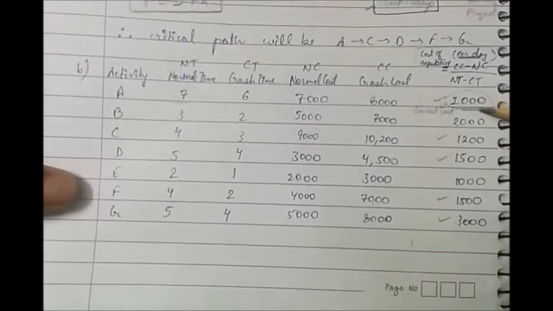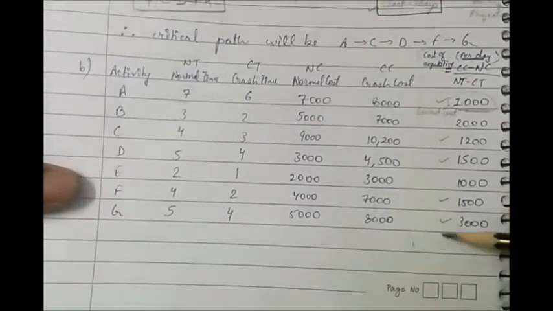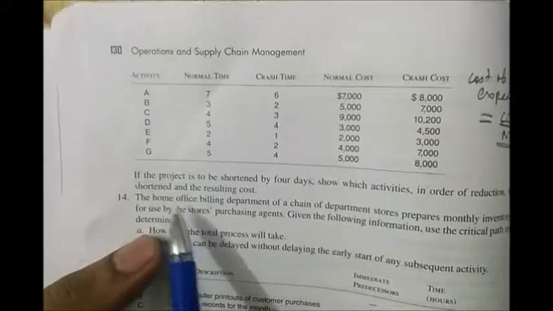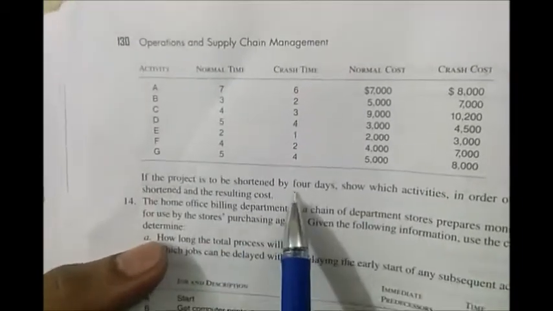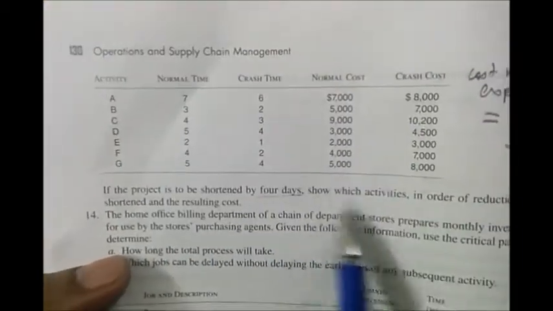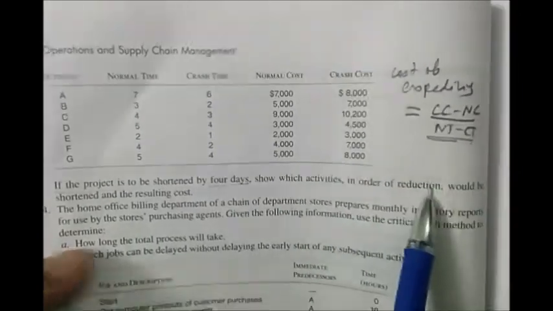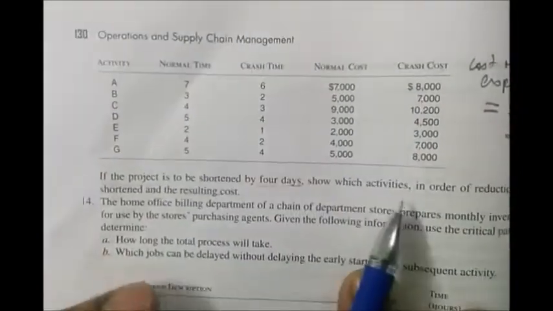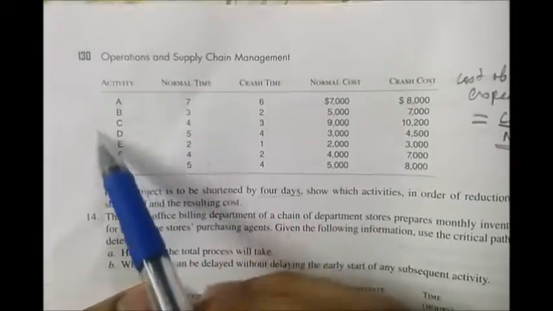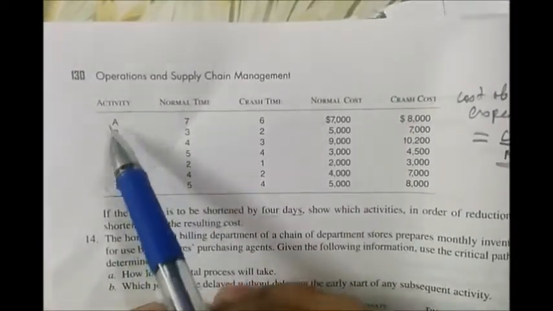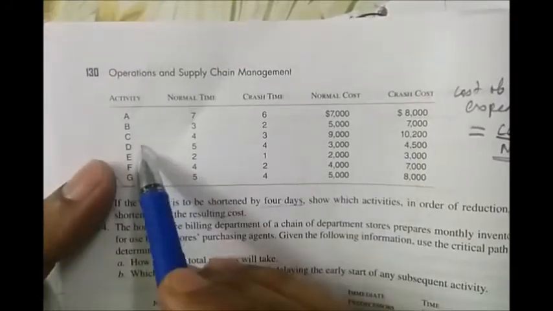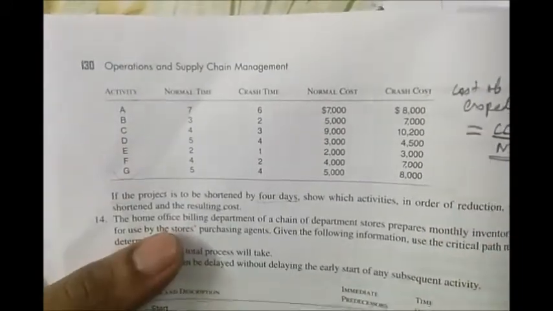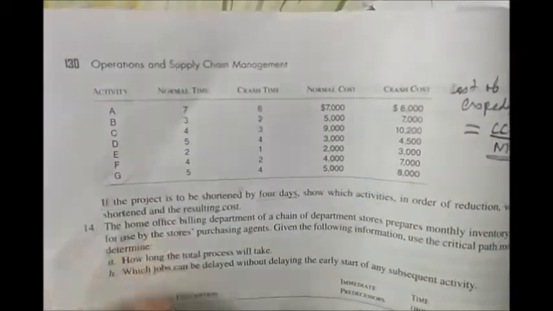So we've listed various costs of expediting and we have to now calculate whatever is asked in the question. The question says if the project is to be shortened by 4 days, show which activities in order of reduction would be shortened and the resulting cost, right? So we just have to identify out of these, which activities we can reduce, and which have the least cost, okay?